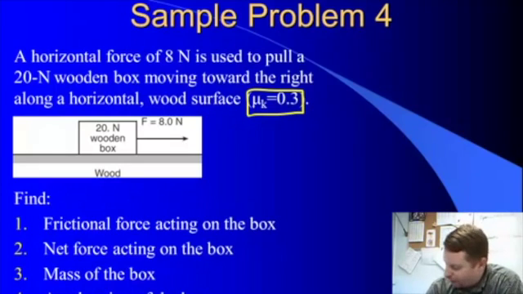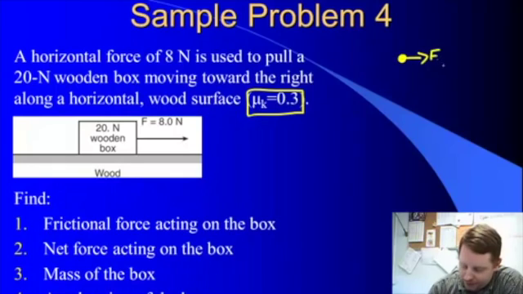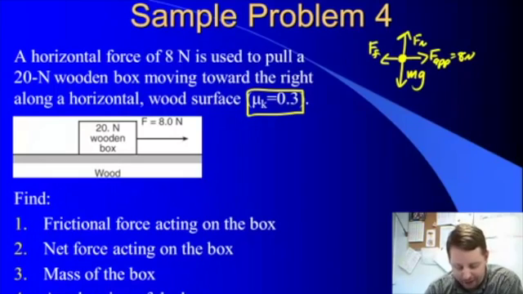Well, let's start by drawing our free body diagram. We have our object, a dot or a box. We have an applied force, I'm going to call that F applied, of 8 newtons to the right. We must have a frictional force in the opposite direction, opposing motion, gravity pulling it down, mg, and the normal force from the surface pushing it back up.